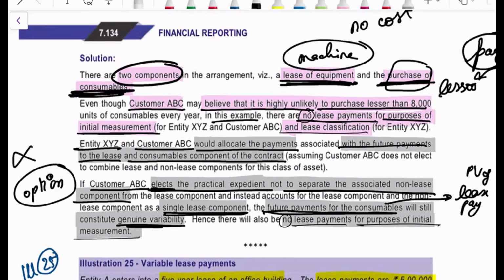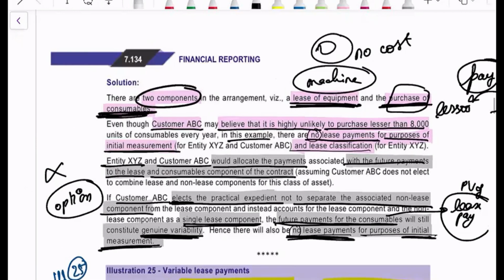He may want to take fewer than 8,000 or more than 8,000. Here it is just a prediction that he would use 8,000, but there is no fixed term. So since it has genuine variability, the lease payments which we are going to pay for the consumables also cannot be recorded today. So on the date of initial measurement, there will be no lease payments to record. In your books, it is going to be 0 only. That is what the question is trying to tell you.